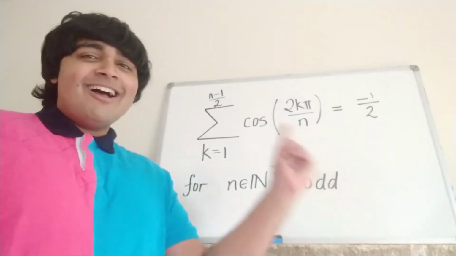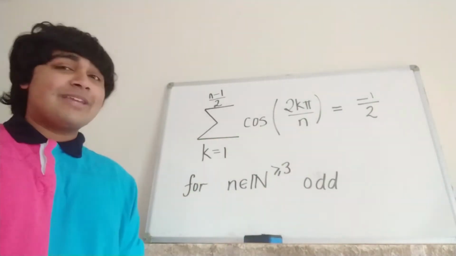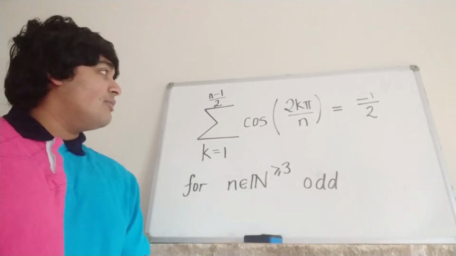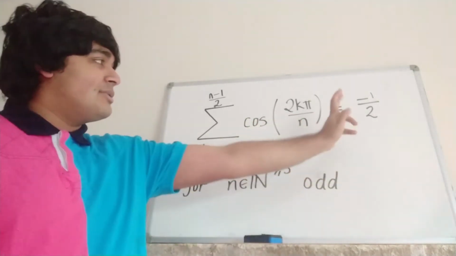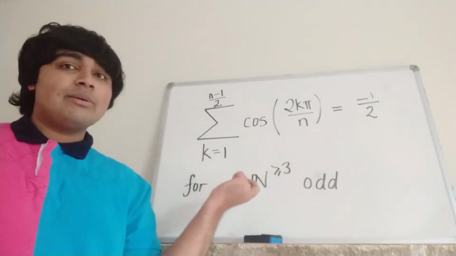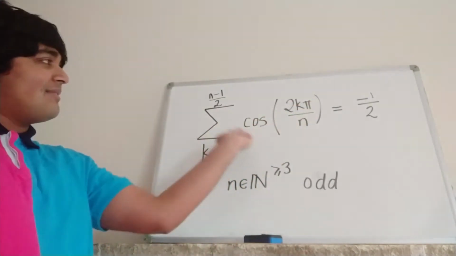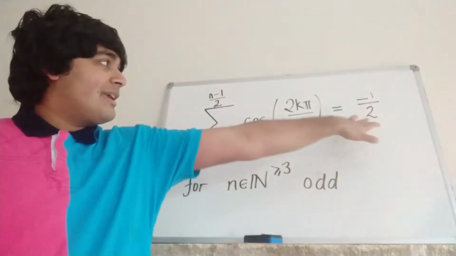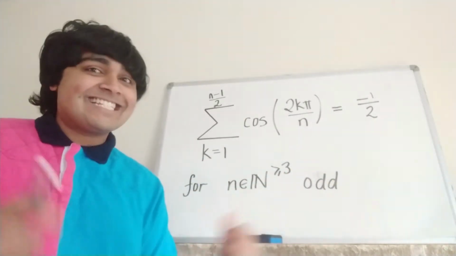Anyway, let's just get stuck into what I'm going to be doing today. I'm going to be proving this result, that the sum from k equals 1 to n minus 1 over 2 of cosine of 2k pi over n is equal to minus a half. And that's for any odd n bigger than or equal to 3. Okay, which is kind of cool because it seems like this left-hand side here would depend on n, but we're going to show that it's independent of n and just equals this constant minus a half. Let's get stuck into the proof.